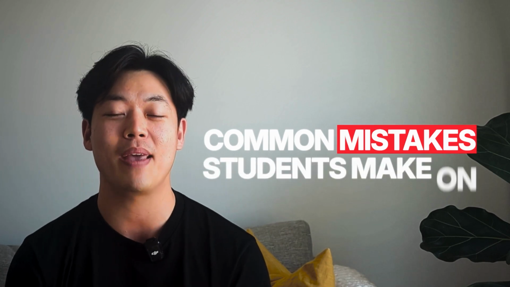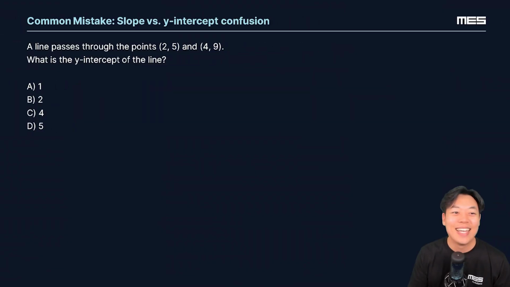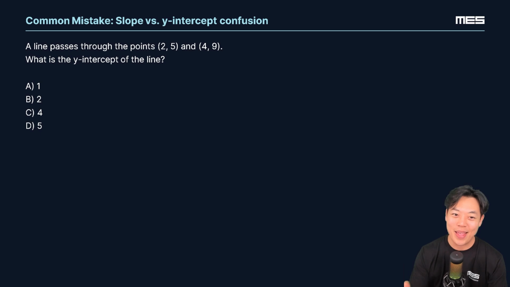Now let's take a look at some common mistakes students make on the SAT. Here's common mistake number one made on the SAT. It's confusion between the slope and y-intercept. In this question, we're asked to find the y-intercept.